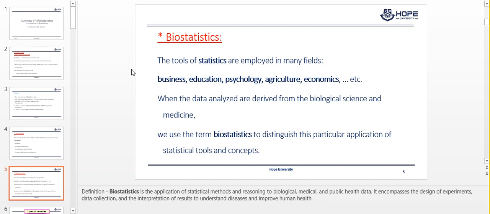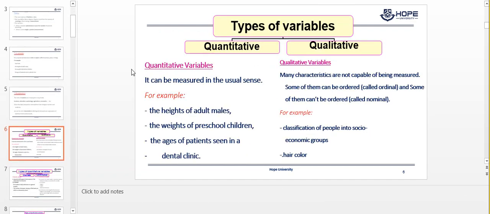So biostatistics we call the tools of statistics employed in many fields, not only in one specific section, either in business, in education, in psychology, in agriculture, or economics. When the data analyzed is derived from biological science and medicine, we call it biostatistics. Originally, the examples will be living things. The examples will be medical issues to discuss the particular application of statistical tools and concepts.